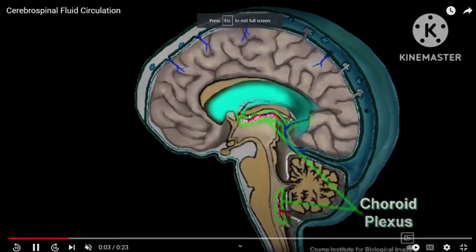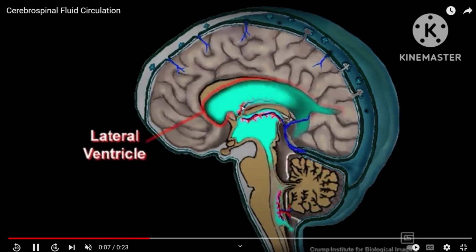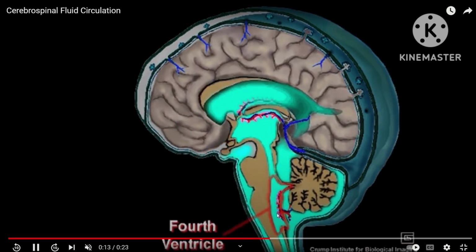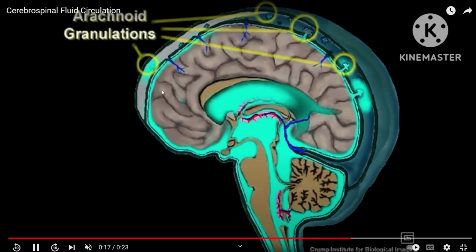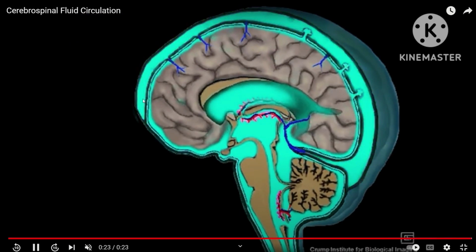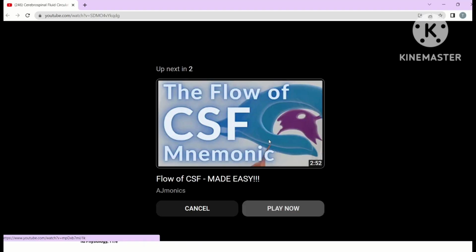Okay, the CSF is produced in the choroid plexus, goes to the lateral ventricle, to the third ventricle, through the fourth ventricle, around the subarachnoid space, and is absorbed in this area called the arachnoid villi, and goes to the heart and lung and back into the cycle. Thank you for the clip.